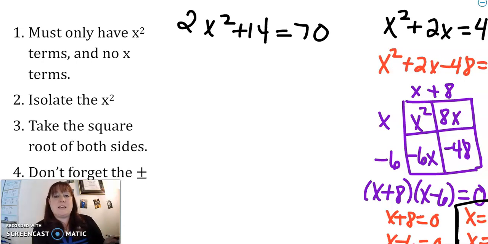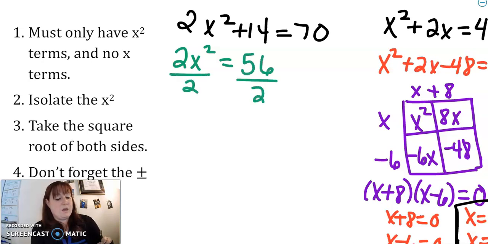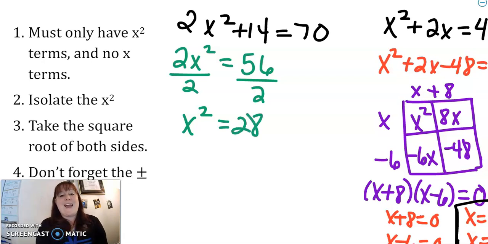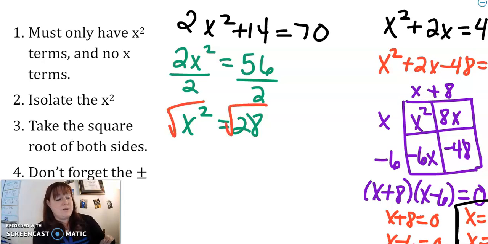The first thing you need to do is get the x squared all on one side. So we have 2x squared equals 70 minus 14, which is 56. Then we divide by 2, and we get x squared equals 28. And then we take the square root of both sides. So x squared is all by itself, so we need to go ahead and take the square root of both sides. And so x equals plus or minus root 28. And then we can simplify that.